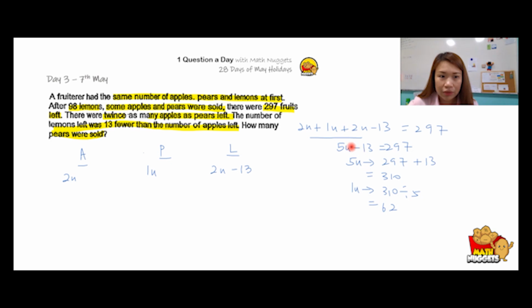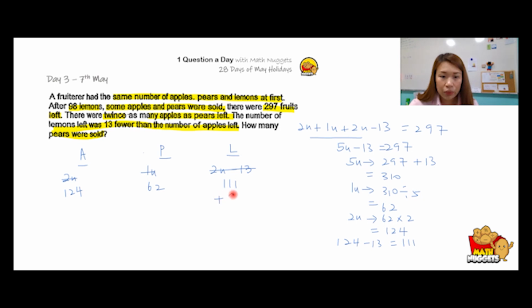We can actually find out how many of the individual fruits are left, right? Let me find out the apples. 62 times 2 is 124. And then the lemons will be 124 minus 13, which is 111. Okay, so I can change this. So 2 units is actually 124. For the pears, 62. Lemons, 111. So from here we can work backwards.